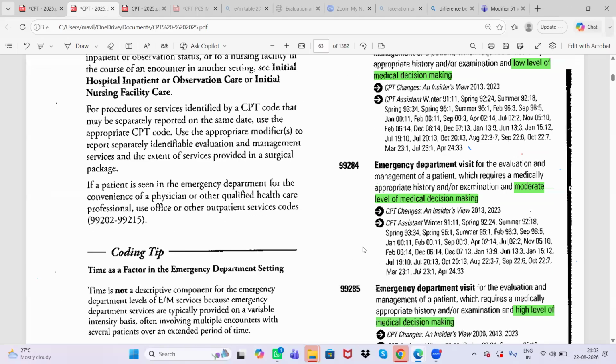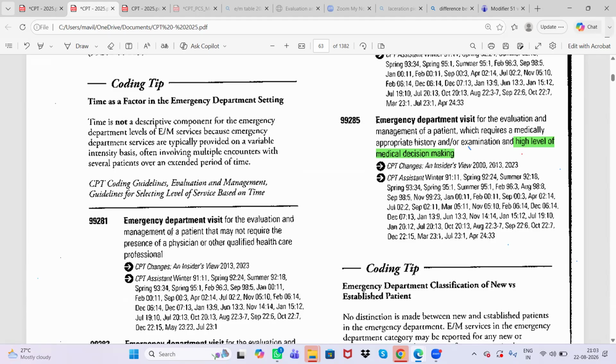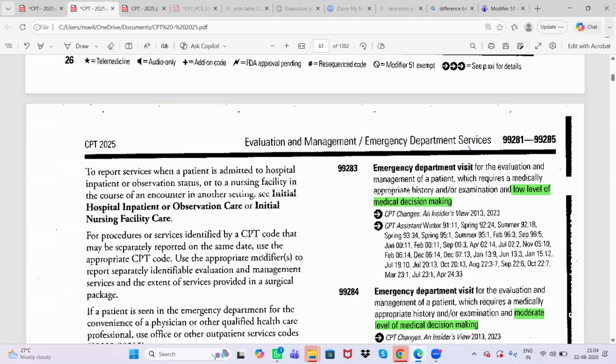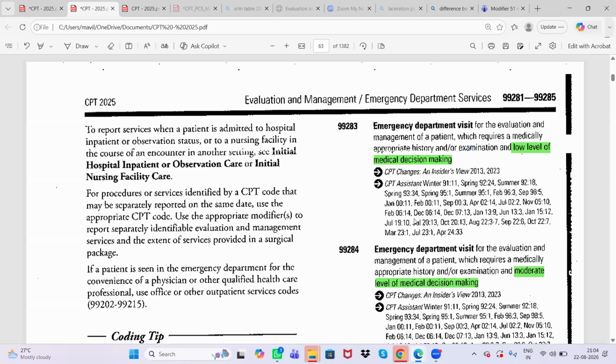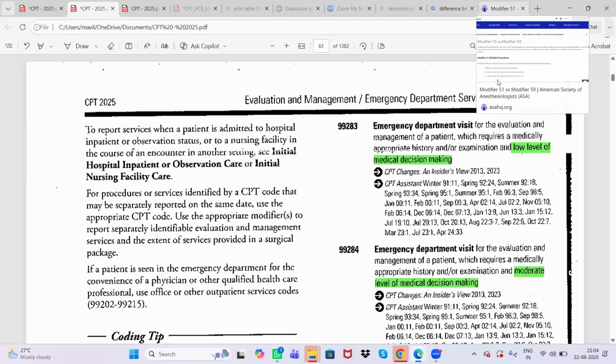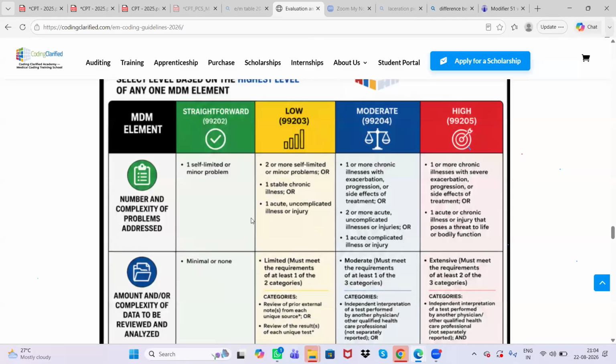So these are the levels which we need to learn. It is not like any terms to be remembered. If in the medical record the nurse has taken care of the patient, that time we can directly code 99281. But here we have straightforward, low, moderate, and high levels, right? We have a few things to learn in these levels. When can we code these levels, the decision and all, we need to learn the E/M table.